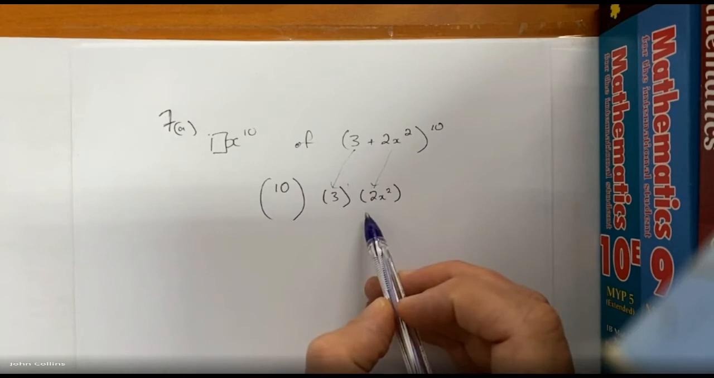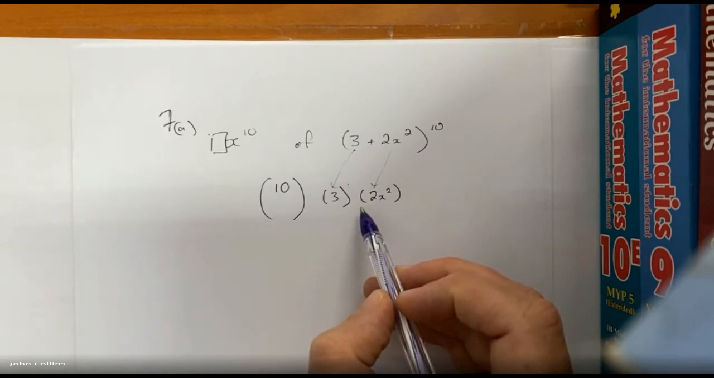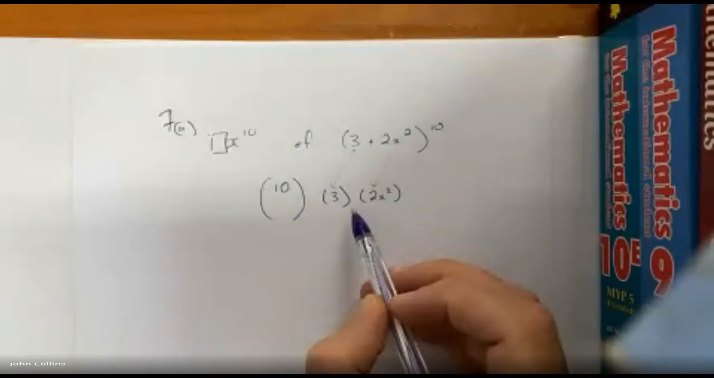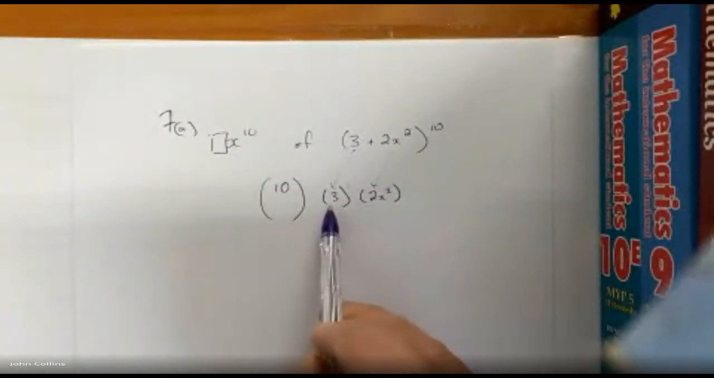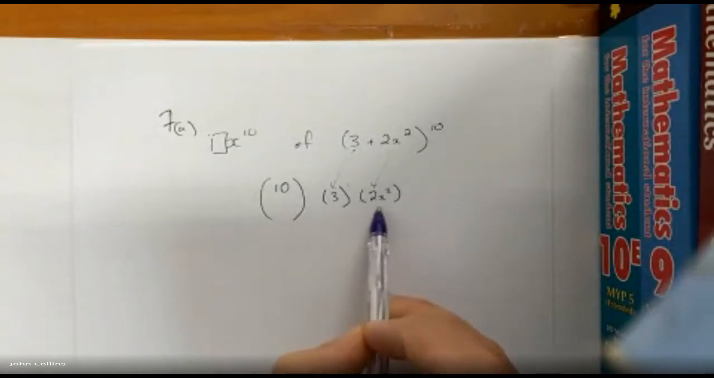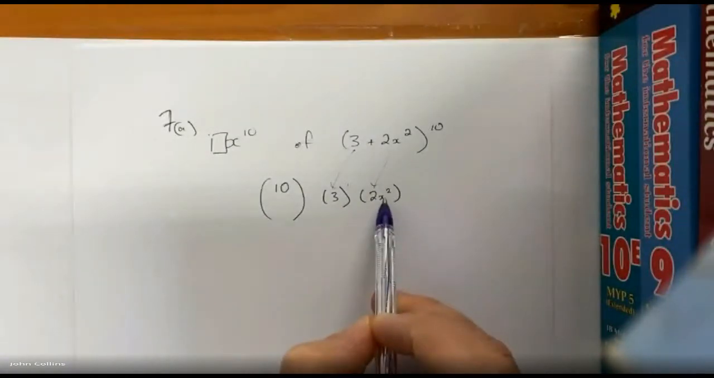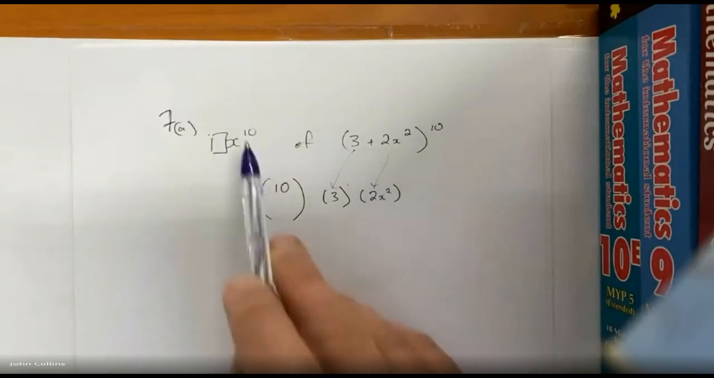And that's what I need to think about. So I need to make x to the power of 10. Now the only thing that's going to make x to the power of 10 is this second term in the binomial. It's going to be x squared to the power of something needs to give me 10.